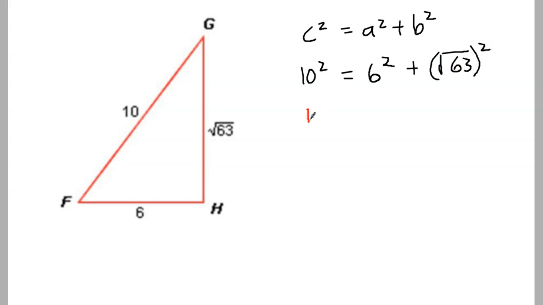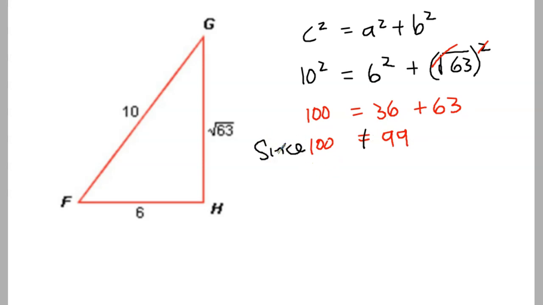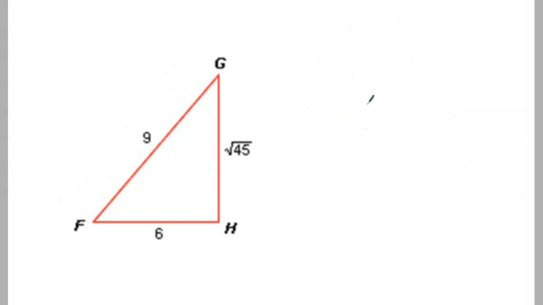We get 100. 10 times 10 is 100. 6 times 6 is 36. And 8 squared is 64. We put it together, we get 100. So realize that they are equal. So since 100 equals 100, this is a right triangle. Okay, so you can pause and see if you can do this one.